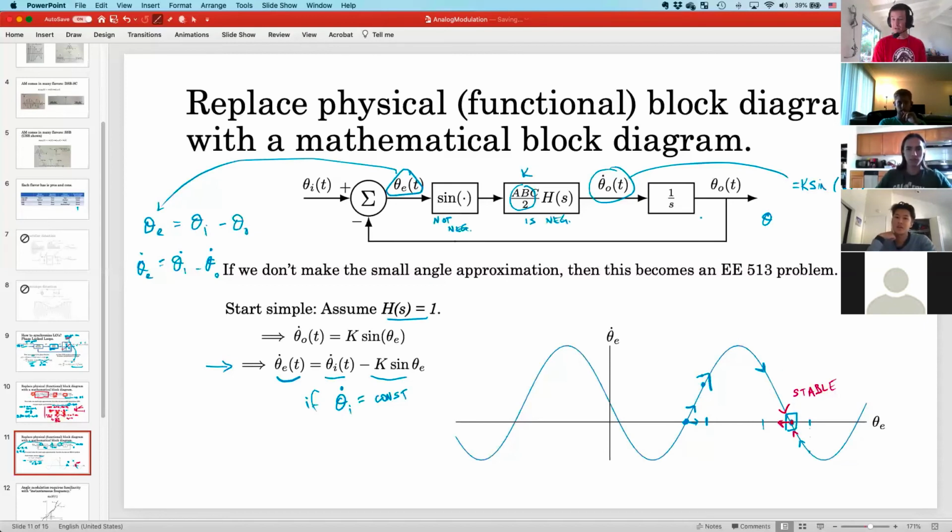Okay, so this is an unstable equilibrium point. In linear systems, we didn't have any of this. The systems were either stable or unstable. But in nonlinear systems, you can have multiple equilibria, some of which are unstable, some of which are stable. Okay, and the same argument applies down here.